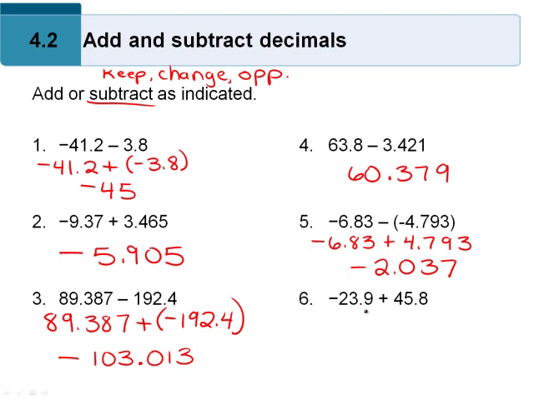Number 6. We have an addition problem. So we don't have to change any signs, but the signs are different, so we have to subtract and keep the sign of the larger number. Well, 45 is bigger than 23, so our answer is going to be positive. So I'm just going to go ahead and put a plus sign there. Even though I don't have to, I know I've taken care of my signs. So I have to subtract 45.8 minus 23.9, and that would give me a positive 21.9. Okay?